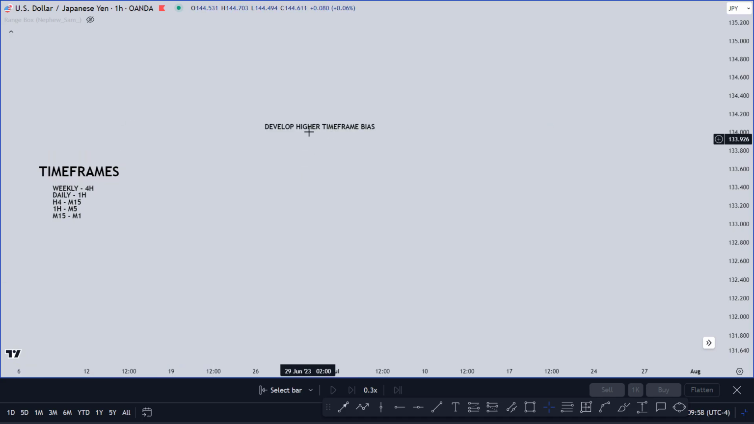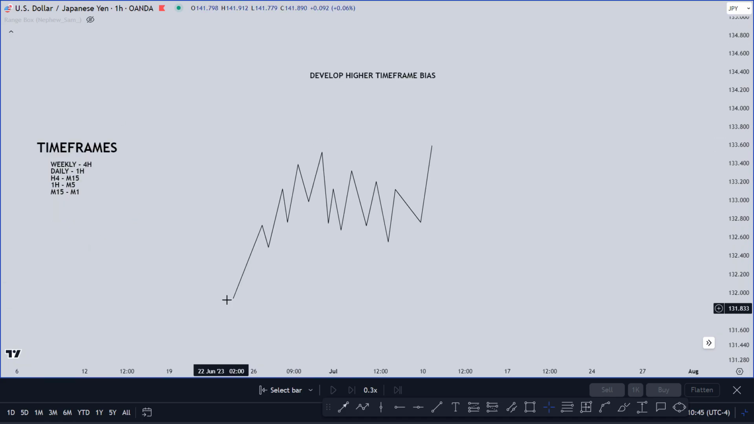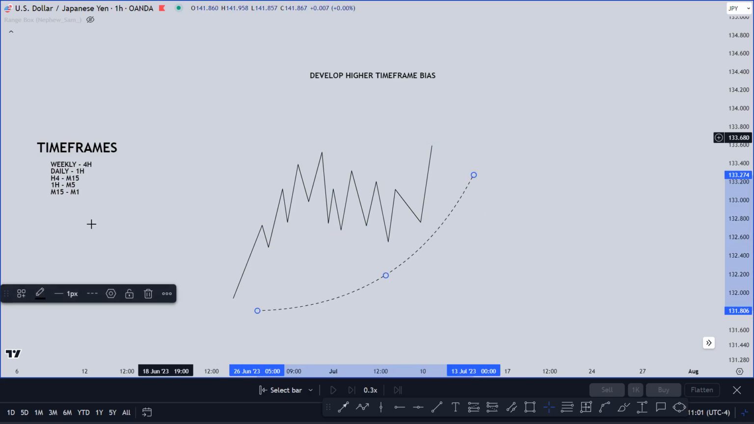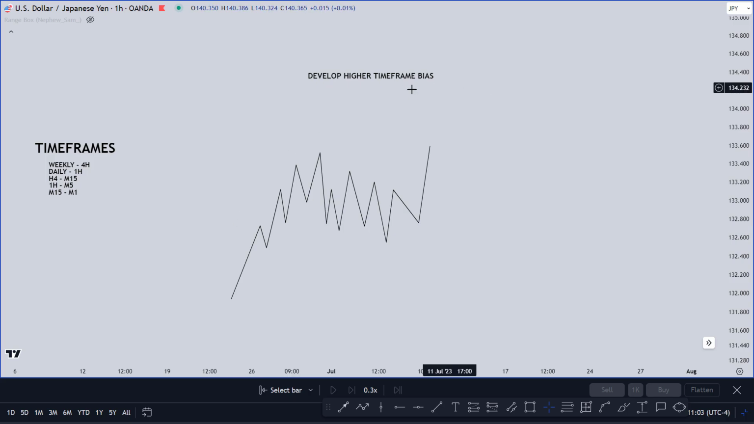The first thing we have to do is develop our higher time frame bias. We see price creating higher highs and higher lows, and then price started consolidating in this range right here. We see that price right now is in a bullish format. Price is trying to go to the upside, right? That's number one, to develop a higher time frame bias. What is the higher time frame setting up for us?